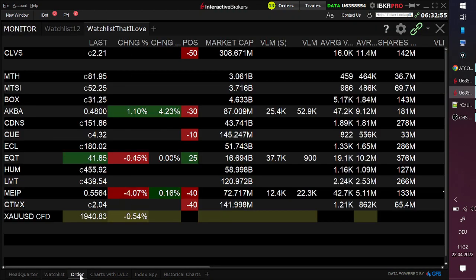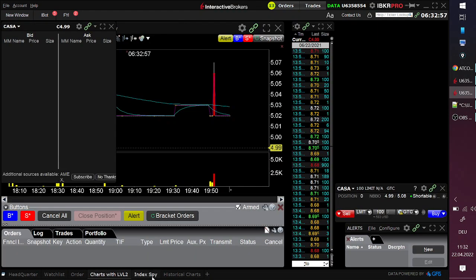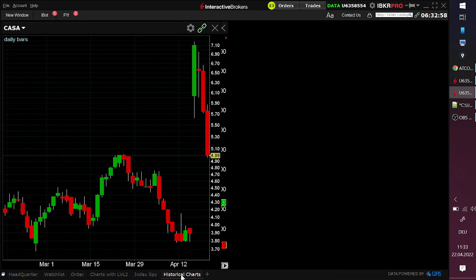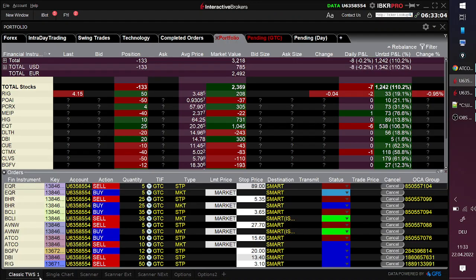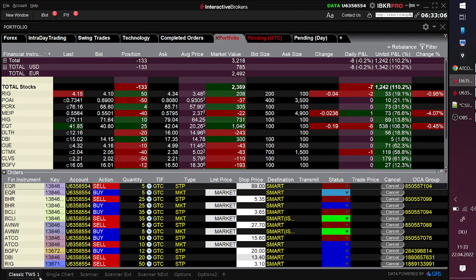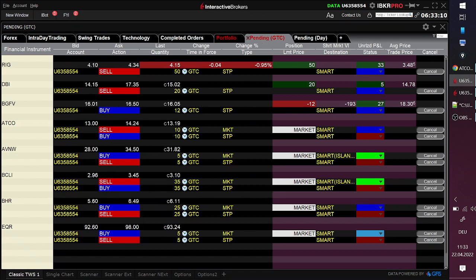Where's the portfolio? Charts, index, historic chart. No, we don't need that. Classic TWS. Here we go. Classic TWS. Right. So here we have all the pending orders, and then we can see we have only RIG and DBI. Those are sell orders on long positions.